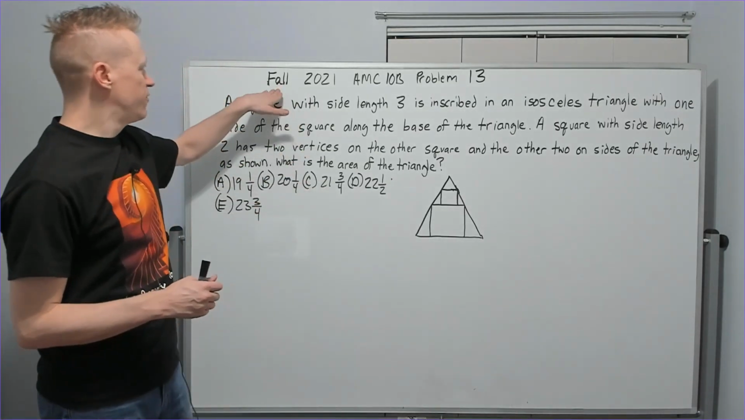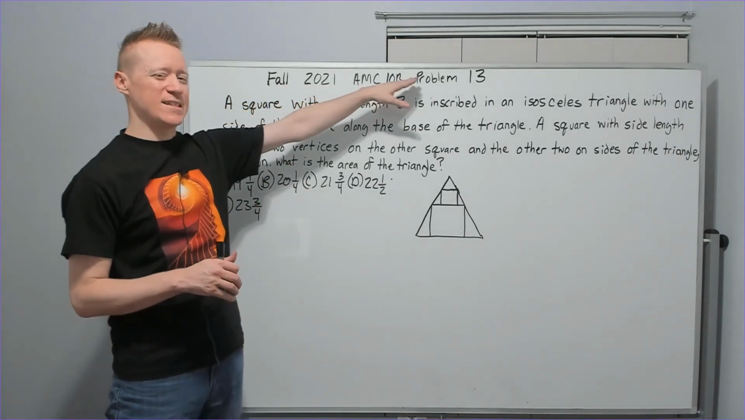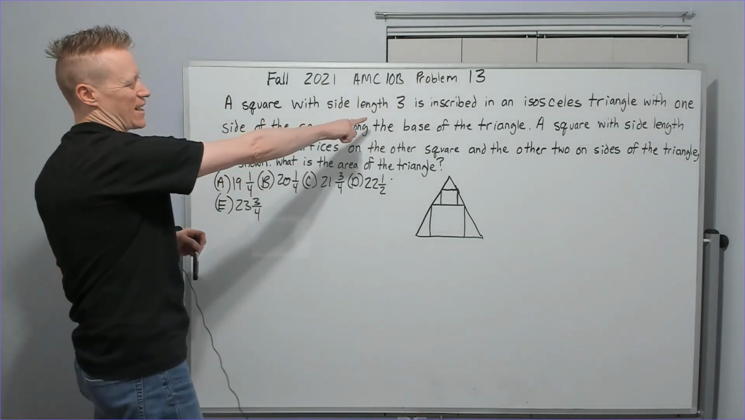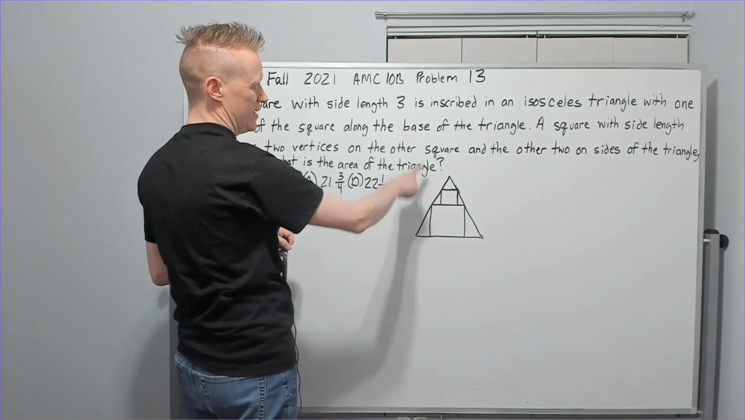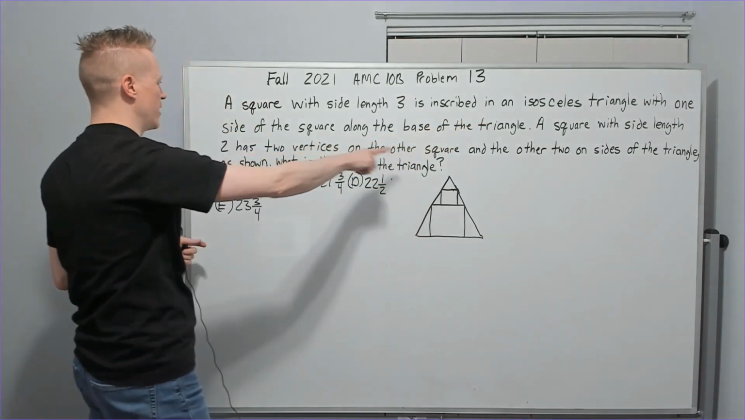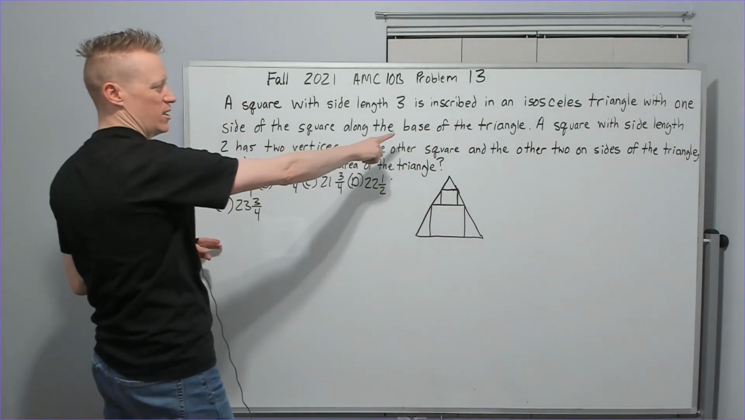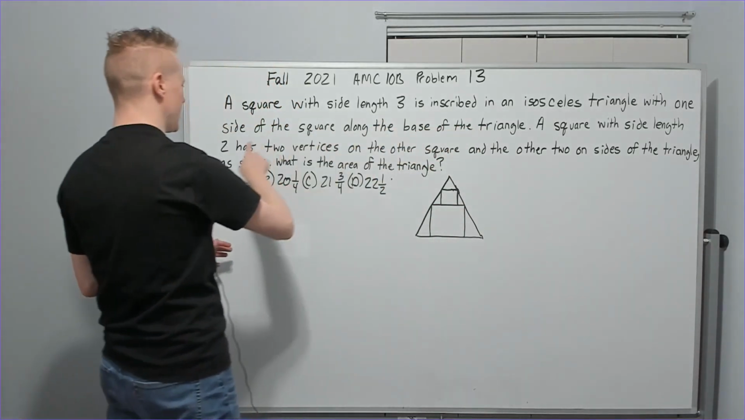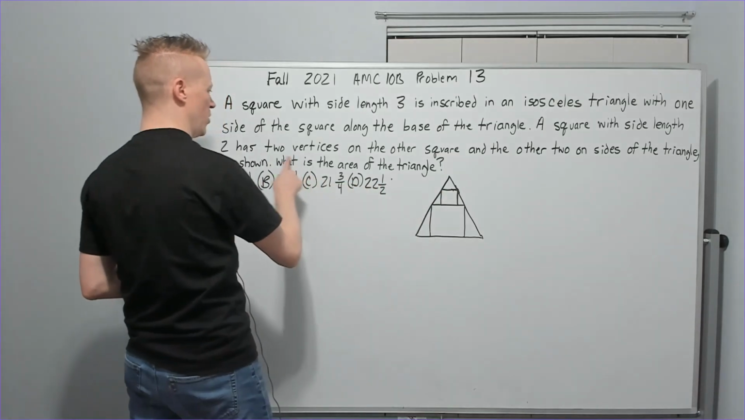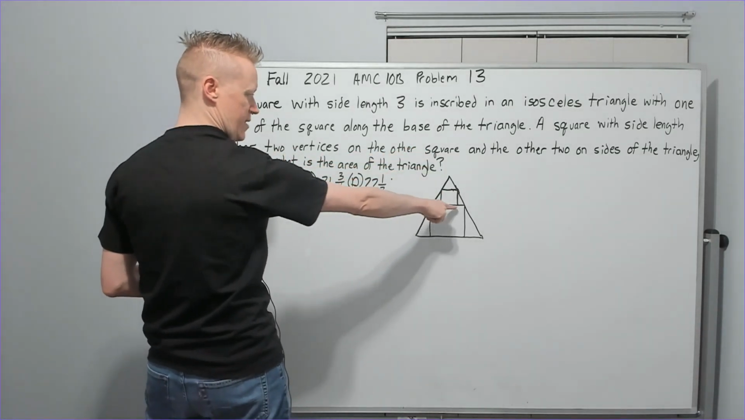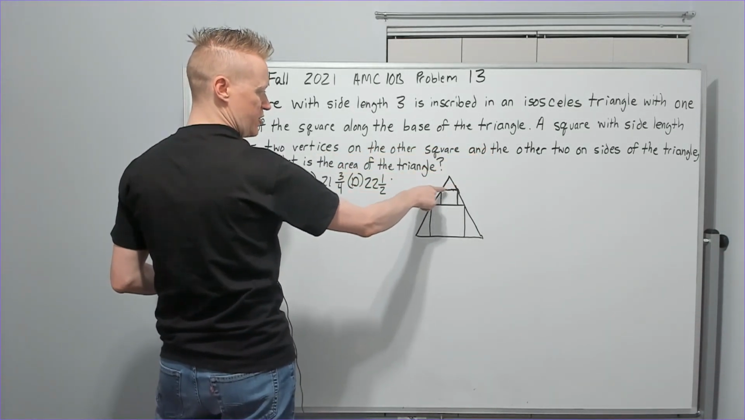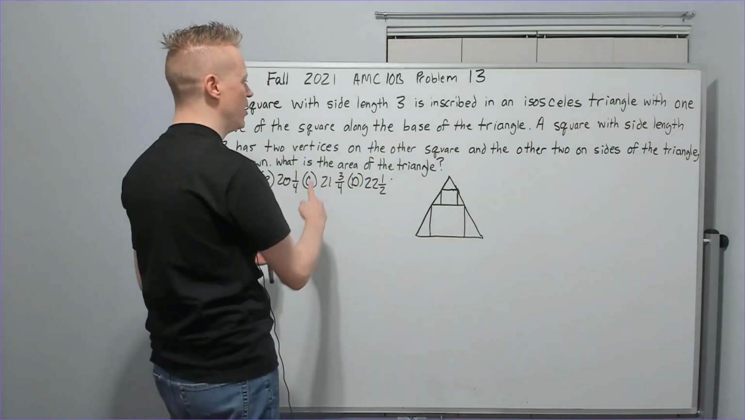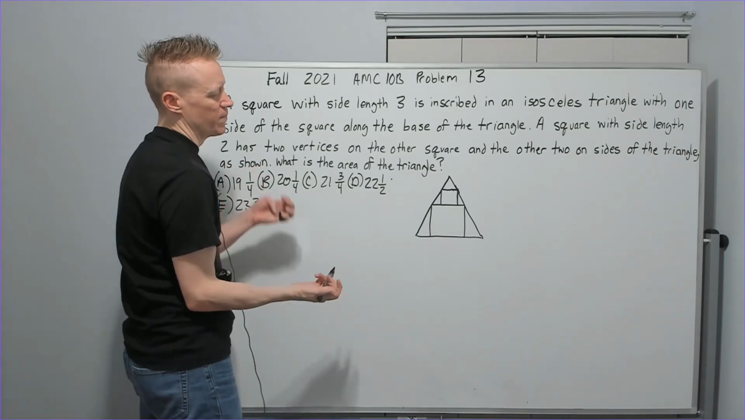Then we will do the fall 2021 AMC 10B problem 13. A square with side length 3 is inscribed in an isosceles triangle with one side of the square along the base of the triangle. Must be this one. A square with side length 2, must be the other one, has 2 vertices on the other square, the other 2 on the sides of the triangle as shown. We've made sense of it now. What is the area of the triangle?